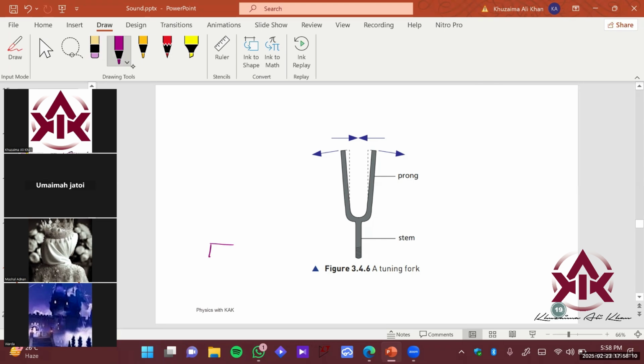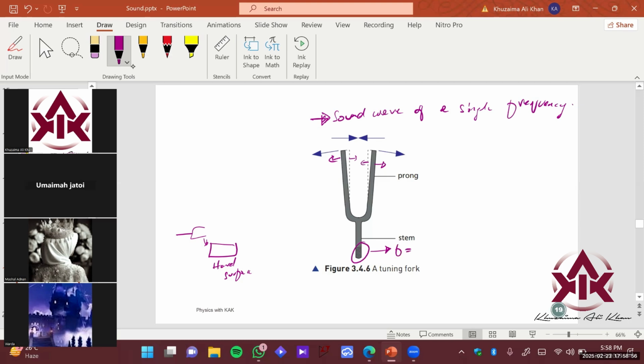So let's say you have a surface here, and you have a tuning fork here. When you strike it sharply with a hard surface, like the ground or a table, it starts to vibrate back and forth. The quality of a tuning fork is that it produces a sound wave of a single frequency, right? That is a beautiful nature of it.